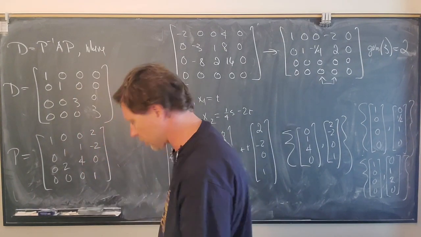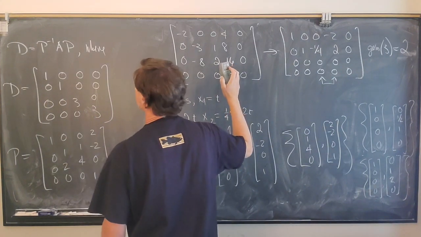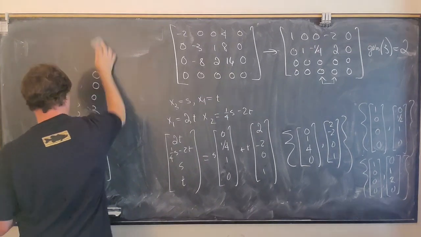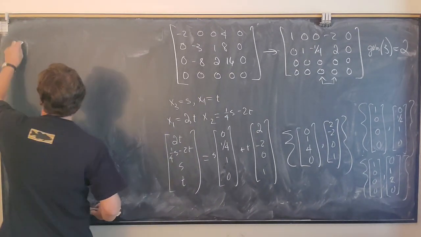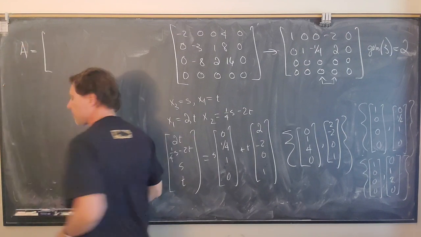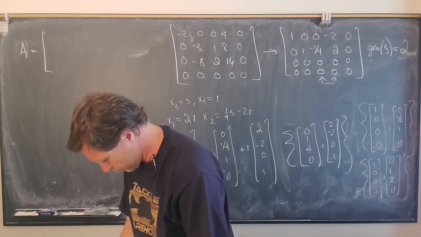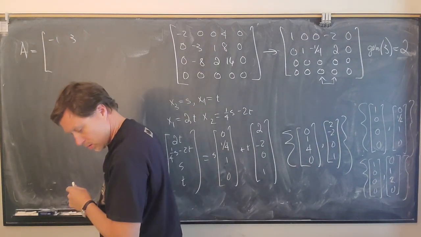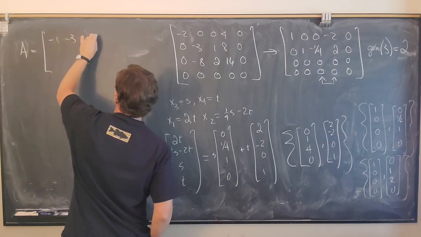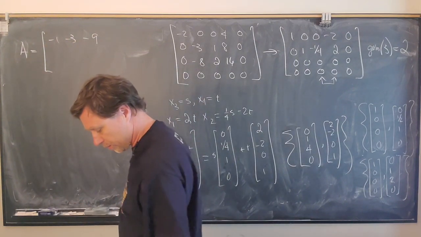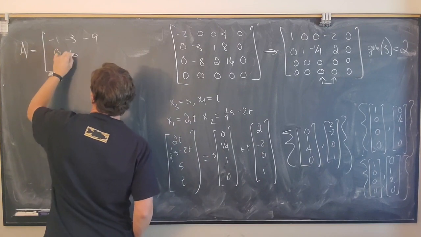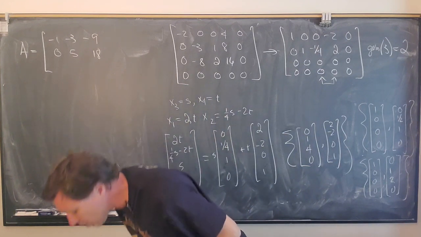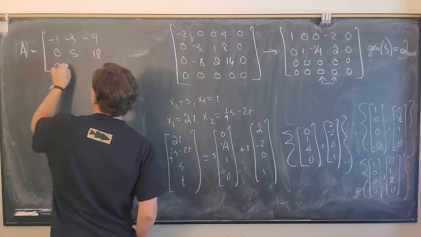Okay, so let's do another example. I'm just going to give the same instructions, but we're going to have a different matrix. So A is going to be the 3 by 3 matrix: minus 1, minus 3, minus 9, 0, 5, 18, and 0, minus 2, minus 7.